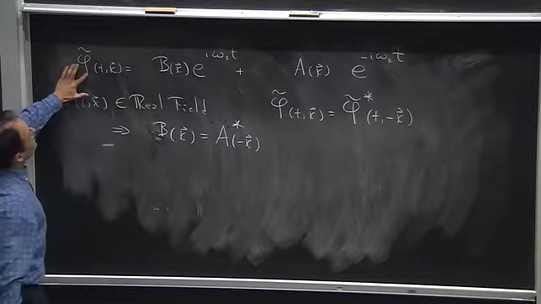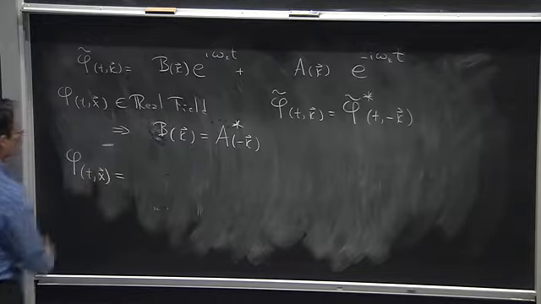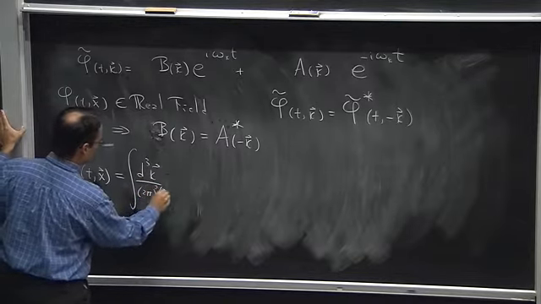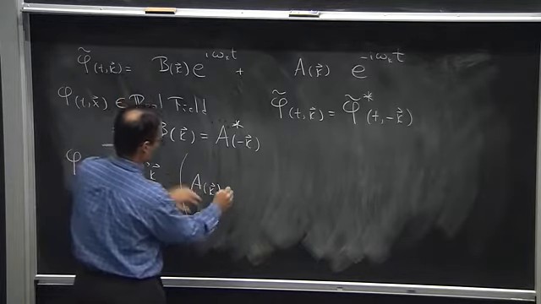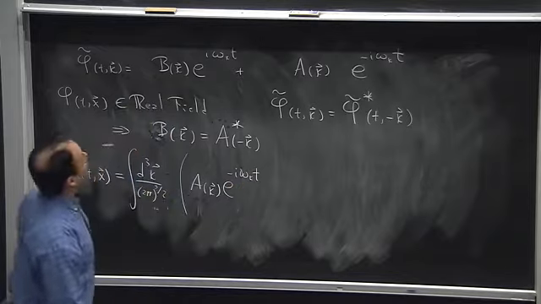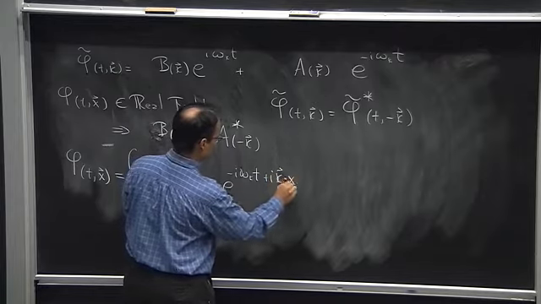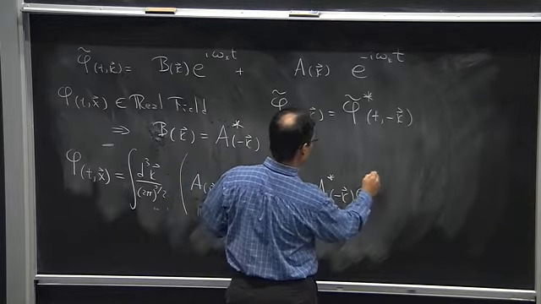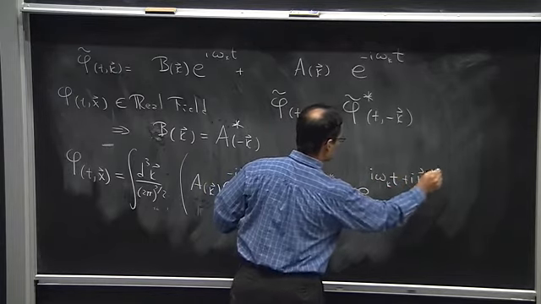So that plugging this back into the expression for the field phi, we find that the most general solution for our field is the integral d^3k over (2 pi)^(3/2), and then we can start with A of k e to the minus i omega_k t plus i k dot x, plus A of minus k conjugate e to the i omega_k t plus i k dot x.